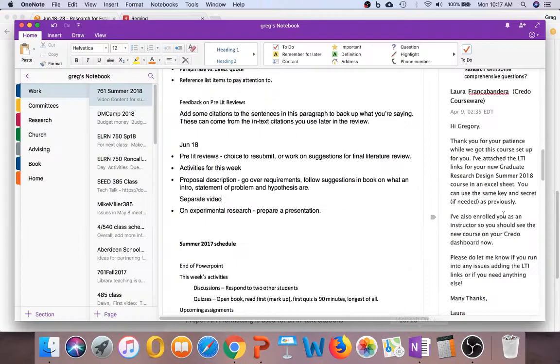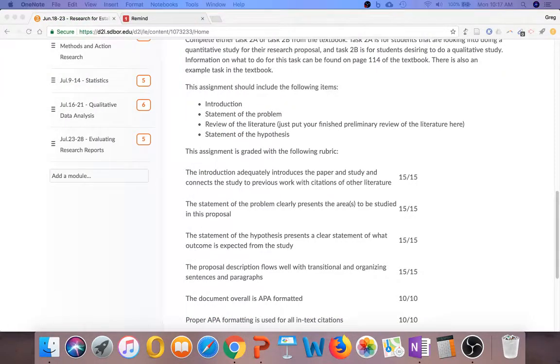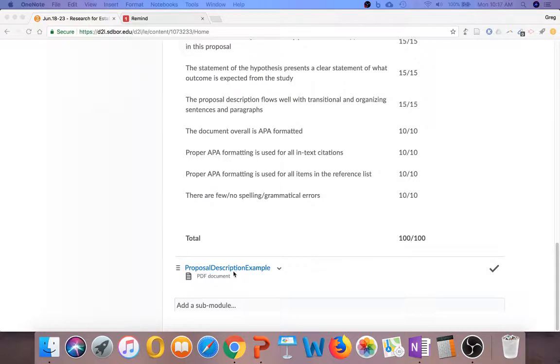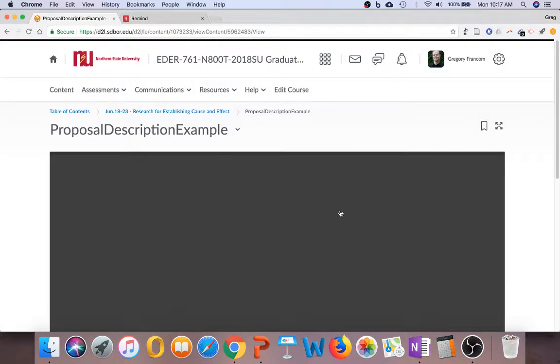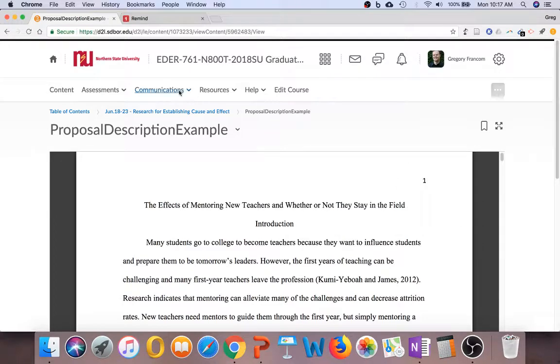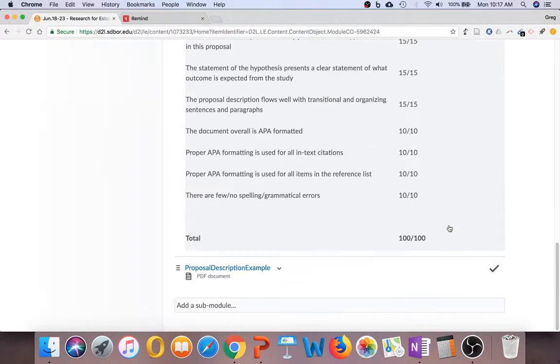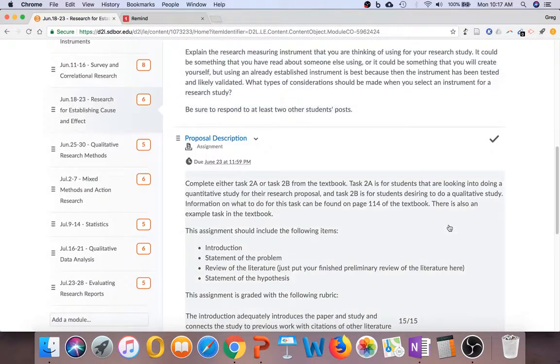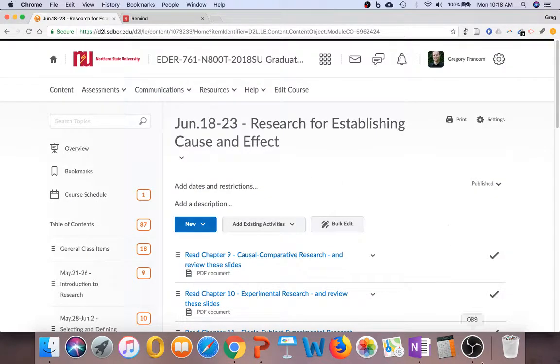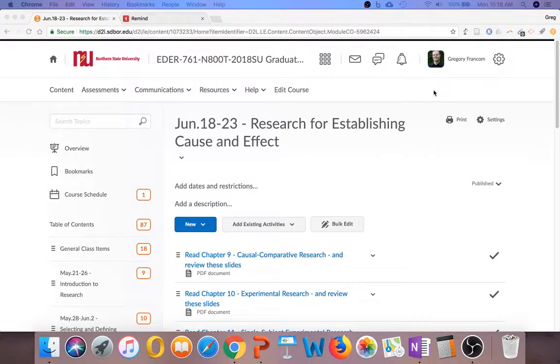Now, in order to know about these things and what to write about them, you can go to the book again and look at what is a statement of problem, what is a statement of hypothesis, and go over those requirements in the book for more information. And then there's also a proposal description example of a student who scored well in the past. This was a good example of that assignment that you can look at to get an idea of how to submit this proposal description assignment. So that's due by the end of the week. And I believe that's all for the video for this week. Good luck getting started on that.